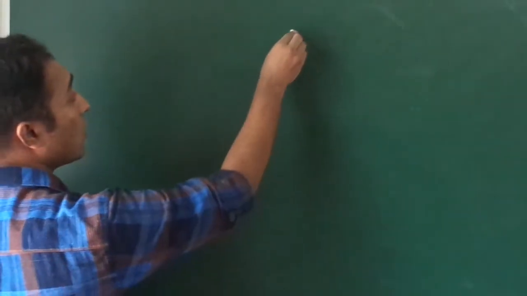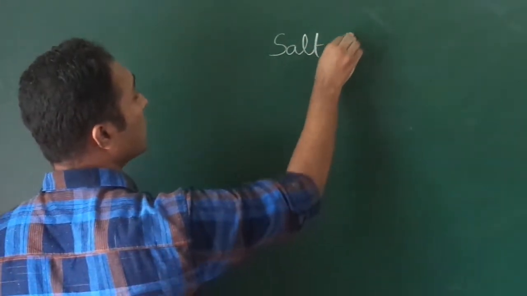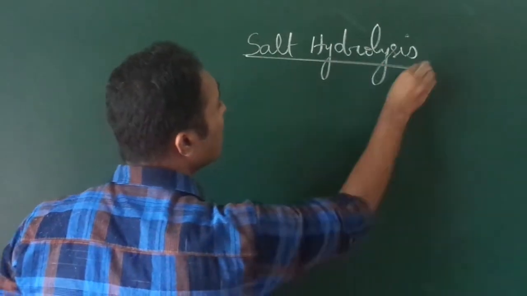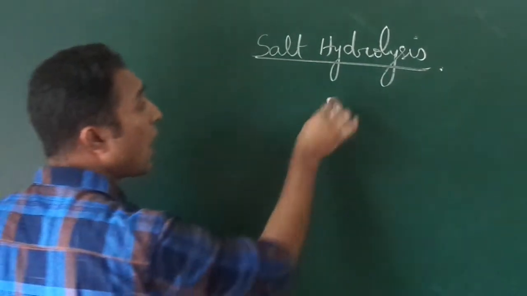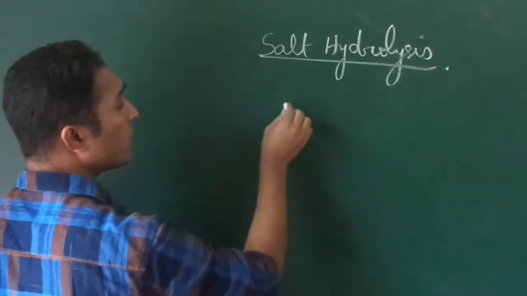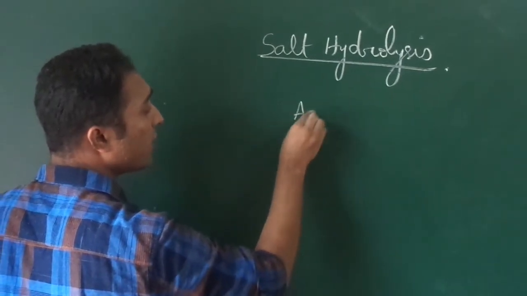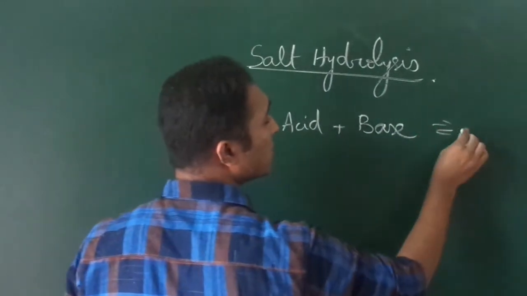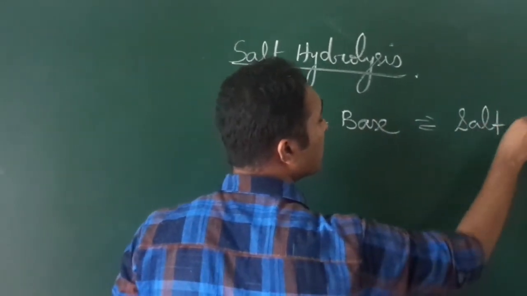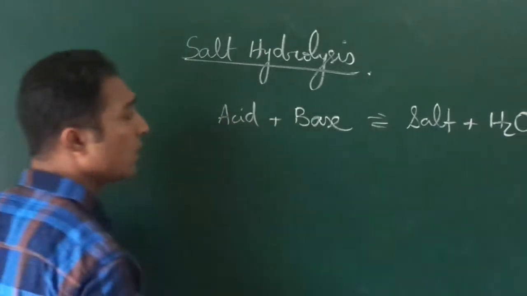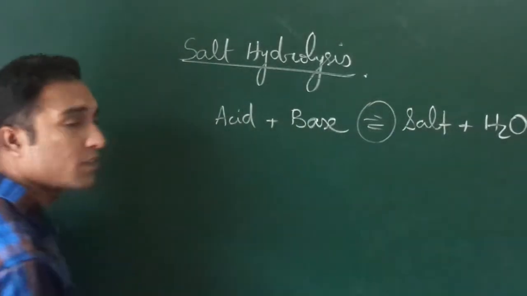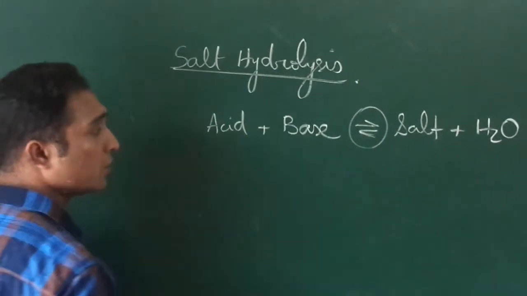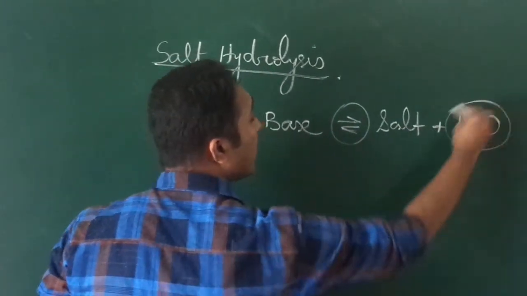So, if I talk about salt hydrolysis, one of the basic things which we need to understand is how salts are made. A salt is made basically by the combination of an acid with a base, and thus it gives you salt plus water, right? Now you understand this sign. This is a reversible sign. This reversibility is used only when it gets hydrolyzed.